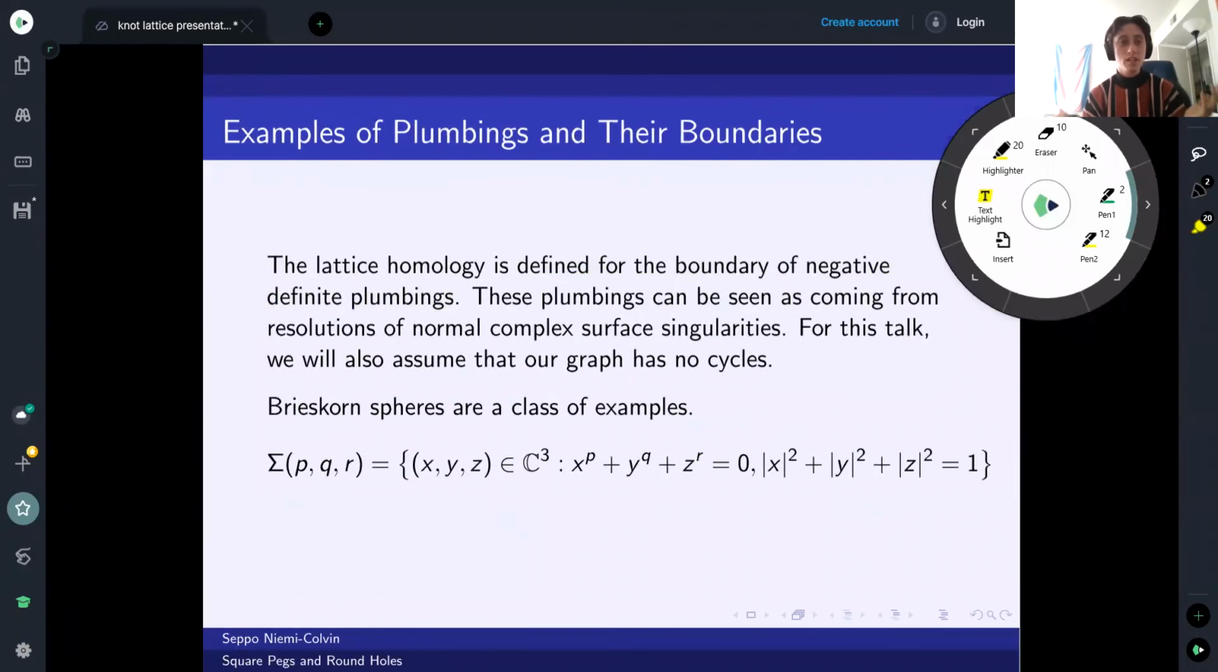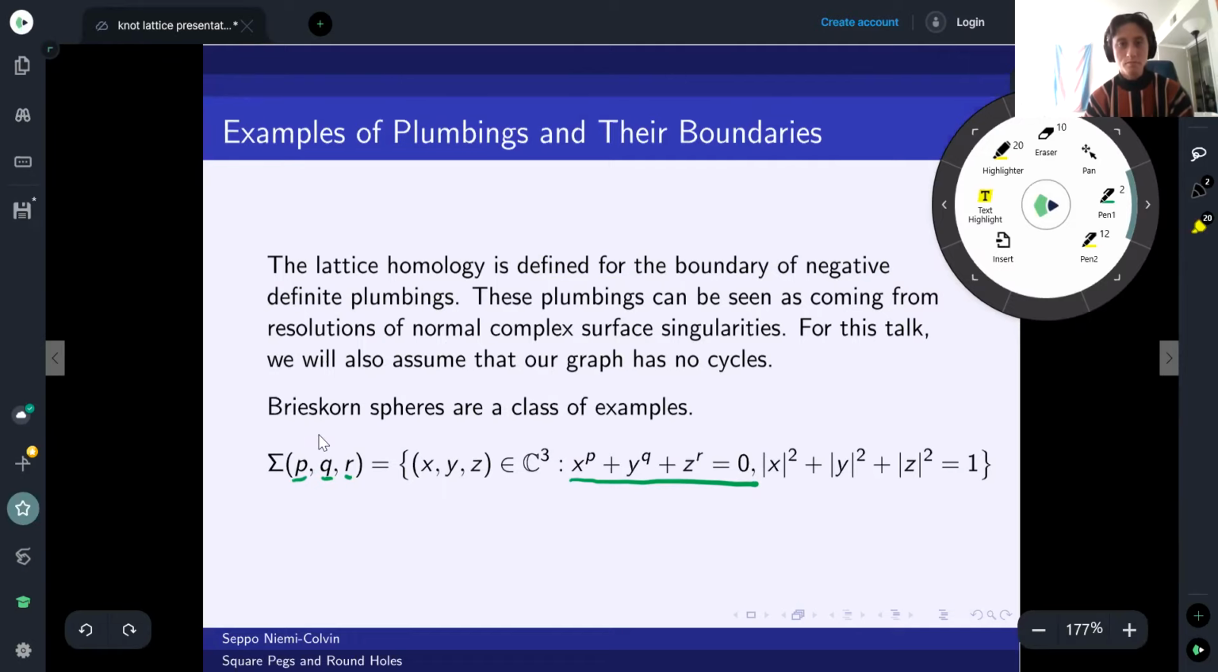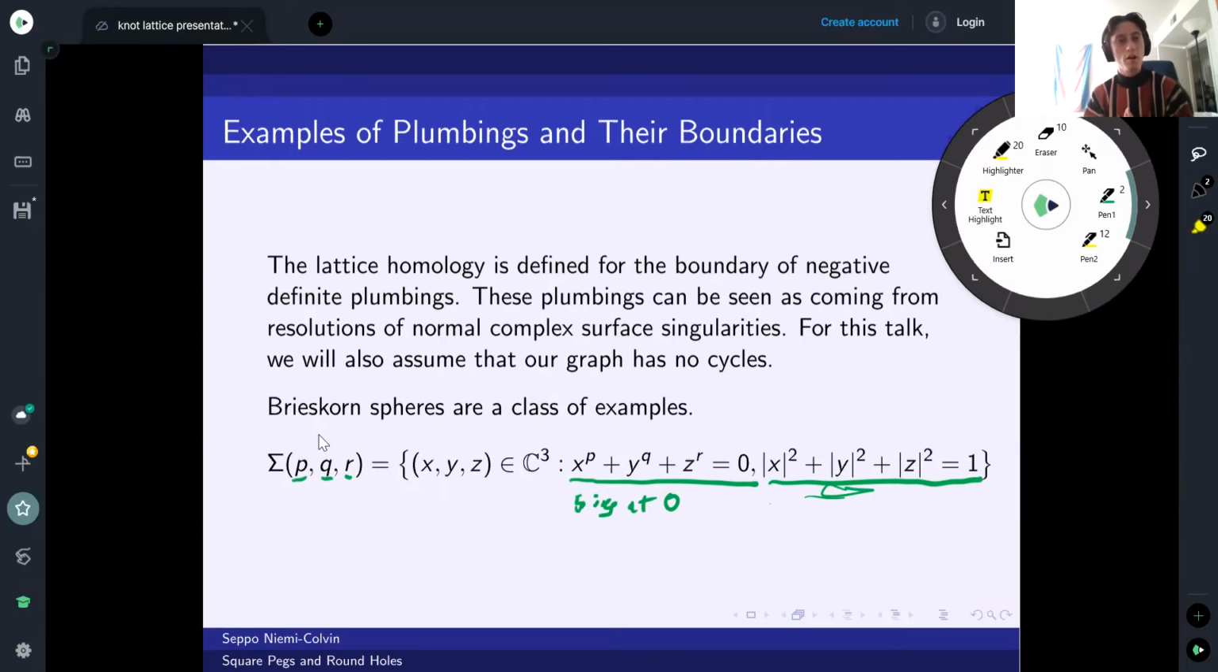A key class of examples to keep in mind are Brieskorn spheres. These are defined using three coprime integers, p, q, and r, that define us our algebraic surface with a singularity at 0. And to get our three manifold, we're taking the link of that, which gives us the boundary of a cone-like neighborhood around that point. One interesting thing about these is these are what are called integer homology spheres. They cannot, through singular homology, be distinguished from the three sphere.